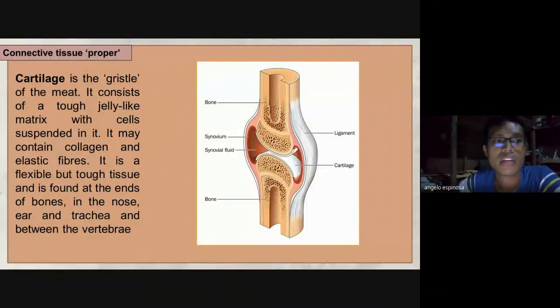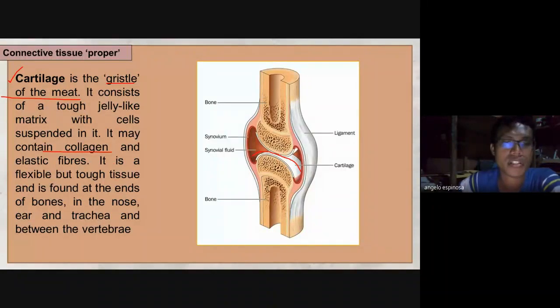Okay, we have cartilage. It is also known as one of the joints here. Yung tinatawag nating bearing sa bike or sa motor, that is cartilage. Yung para gumalaw-galaw siya, ganun. O para hindi rough ang nafe-feel natin, hindi masakit. Okay, it is the crystal of the meat. Siya yung nagagalaw-galaw. It consists of a tough jelly-like matrix with cells suspended in it. It may contain collagen. Yung collagen yun yung parang oil na dumadaan, liquid na dumadaan para at least hindi siya mag-rough.